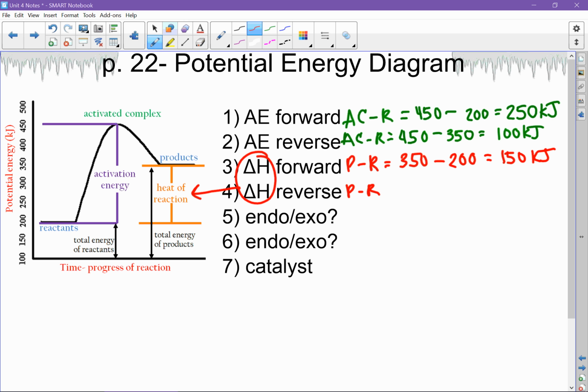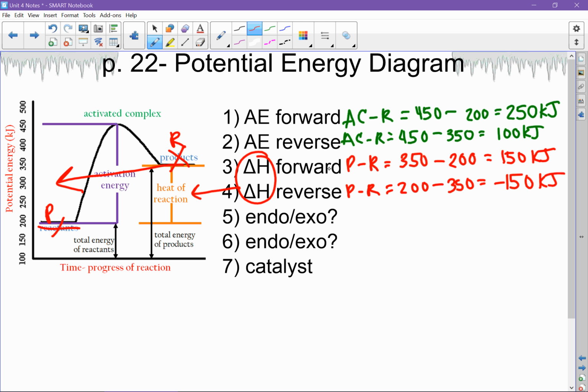So what that means is this is now the product, and this is now the reactants, and we would go this direction. Okay, so that means my products are at 200, and the reactants are at 350. Now you'll notice when we subtract, we're going to get a negative number, and that's okay. So it's negative 150 kilojoules.